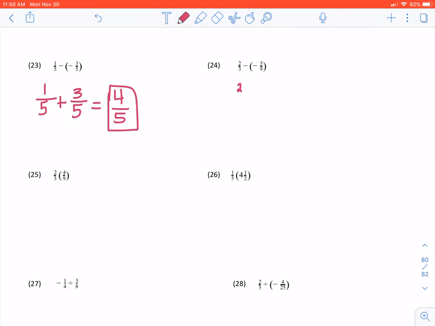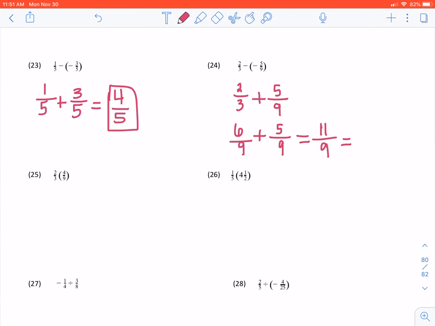24, again, we have a subtraction problem, so we're going to leave the first fraction, change subtraction to addition, change negative 5/9 to positive 5/9. Now we're going to make a common denominator. 3 does go into 9, so my common denominator for this one's going to be 9. So the first fraction I have to multiply by 3. The second one is already 9, so we just keep it as is. So I'm going to add 6 plus 5 is 11.